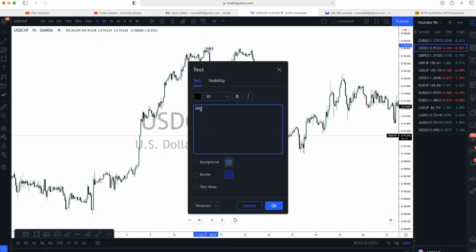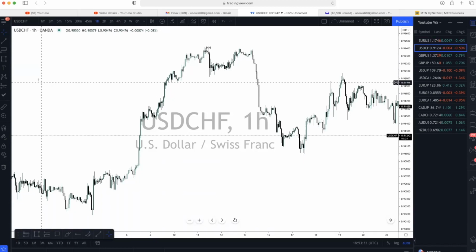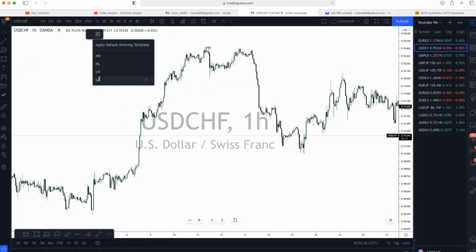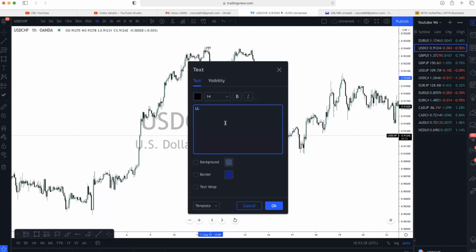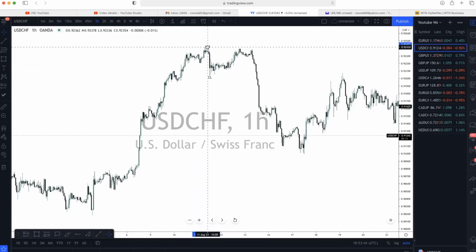So let me reduce this to 14, right? Then we have lower low here, in this particular manner, right? We have lower low here. As you can see now, this is going to be considered as a lower high. So in this slide, market came back to retest this area.